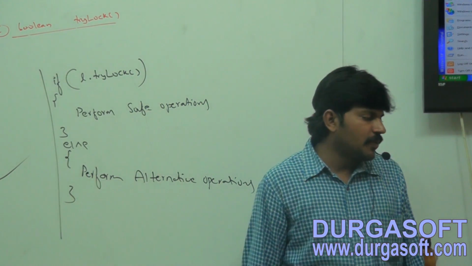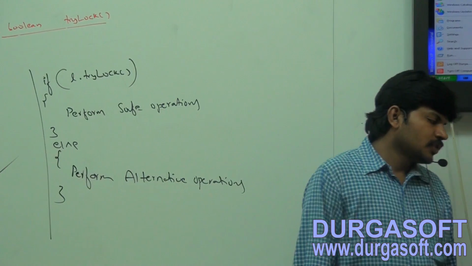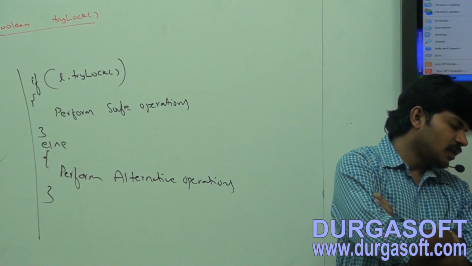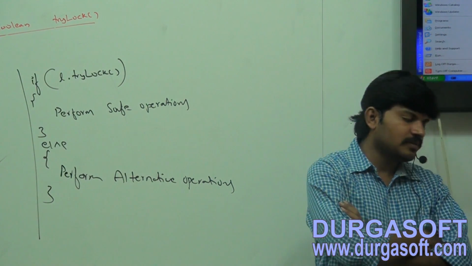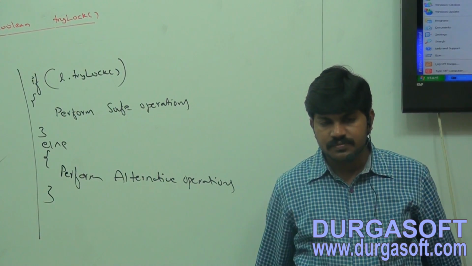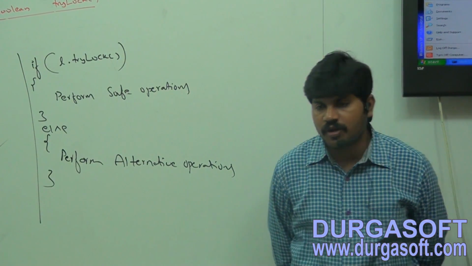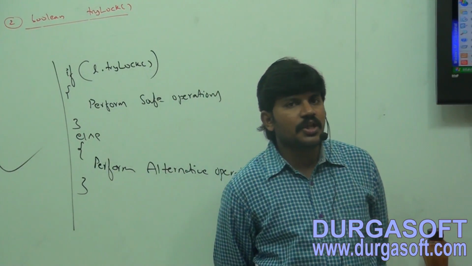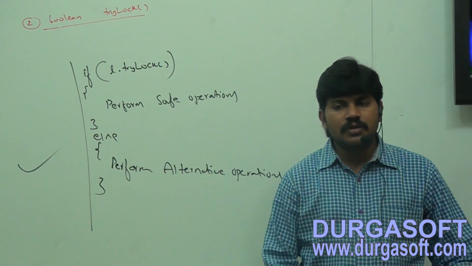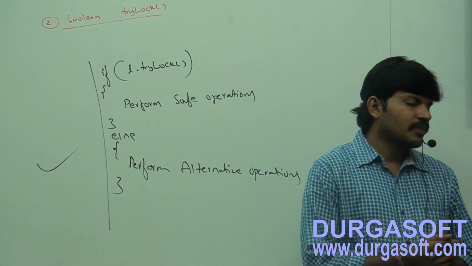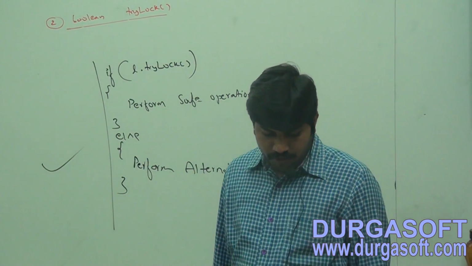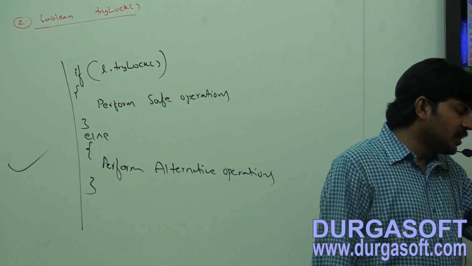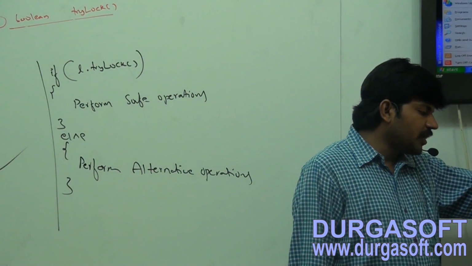If the lock is not available, then this method returns false, and the thread can continue its execution without waiting.